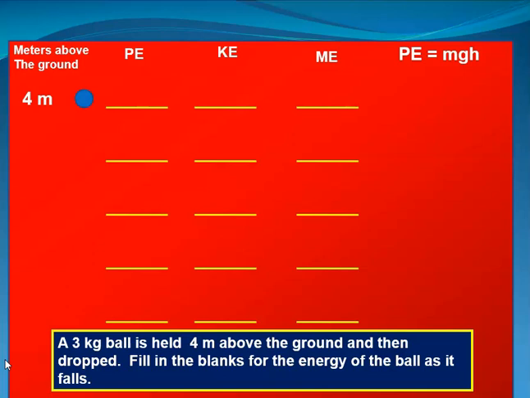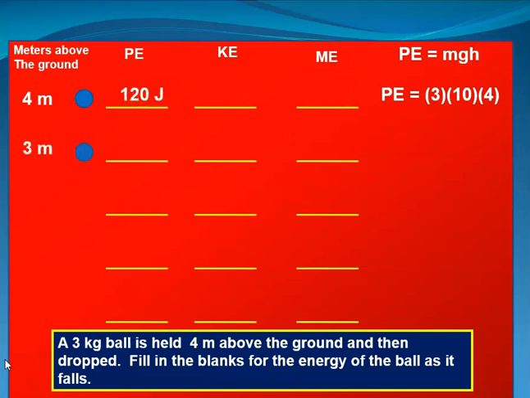Okay, so there's the formula over on the right for potential energy. Mass times gravitational acceleration times height. So at 4 meters, 3 is the mass, gravitational acceleration is 10. Those two numbers won't change. And initially it's at a height of 4 meters, so 3 times 10 times 4 is 120 joules.